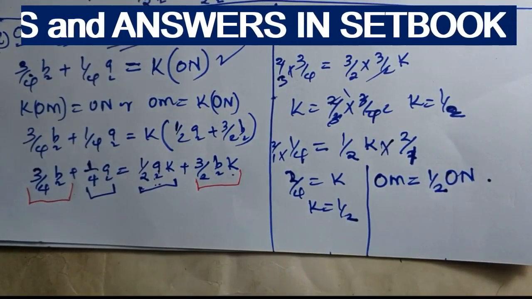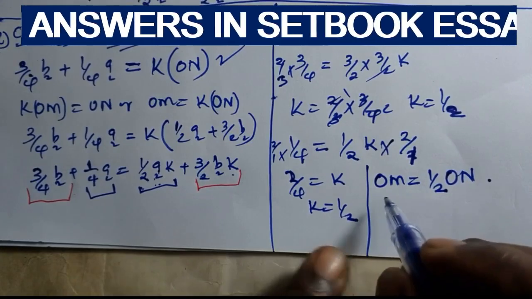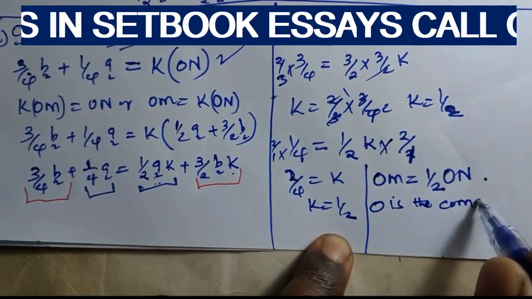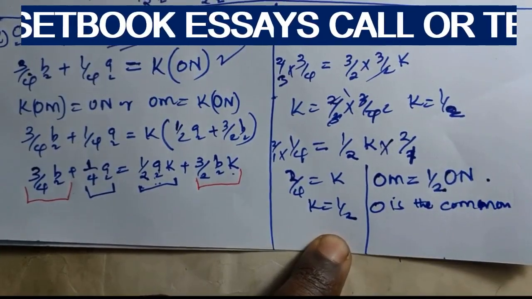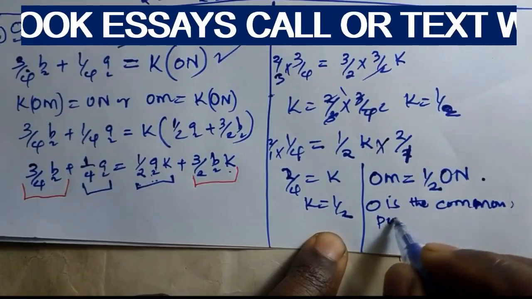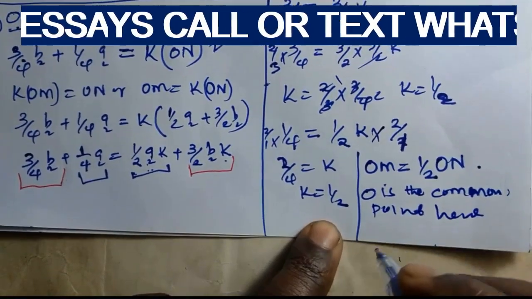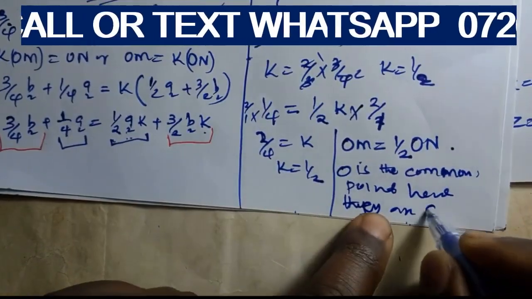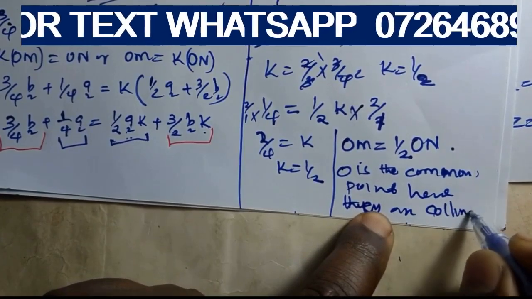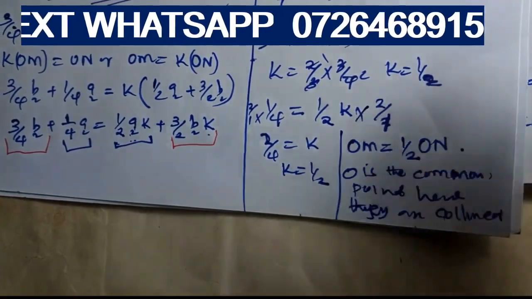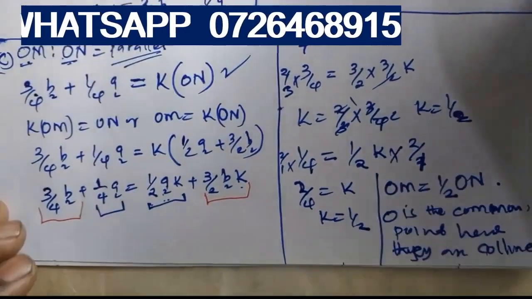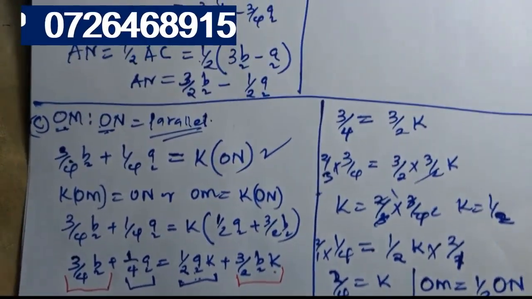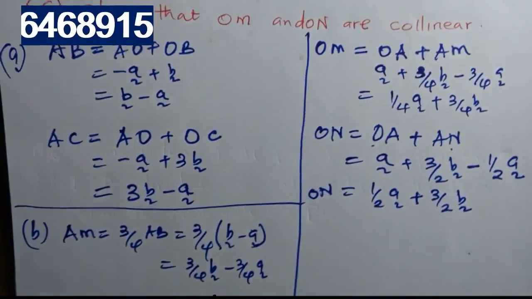Now the final thing is to say that O is the common point. Hence they are collinear. So to show collinearity, you need to show that they are parallel. You can express one in terms of the other, and they are sharing a given point.